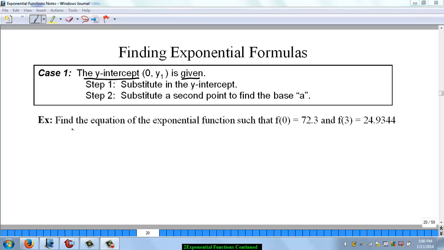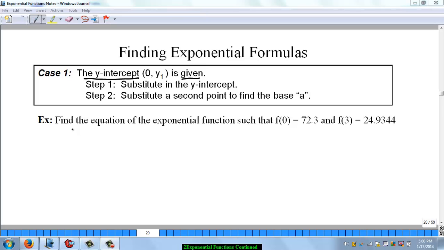Okay, now we're continuing on with the notes. We're talking about how to actually find exponential formulas, and I'm going to give you a consistent manner. And the first one is if there's a y-intercept given. And this is the easiest because, again, there's two steps, and let's go through each one.